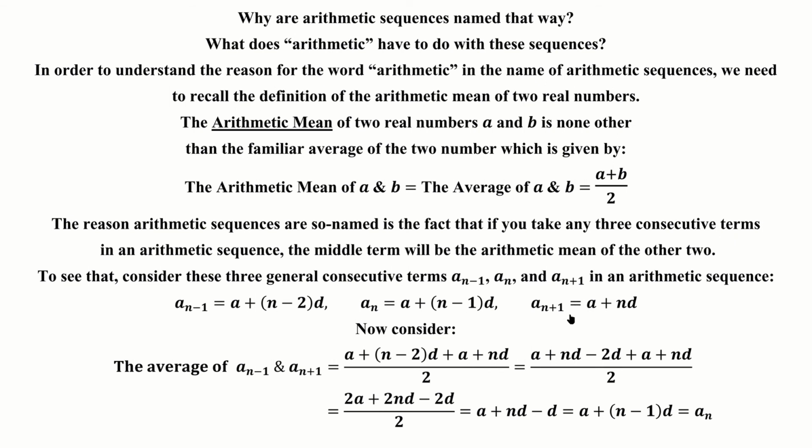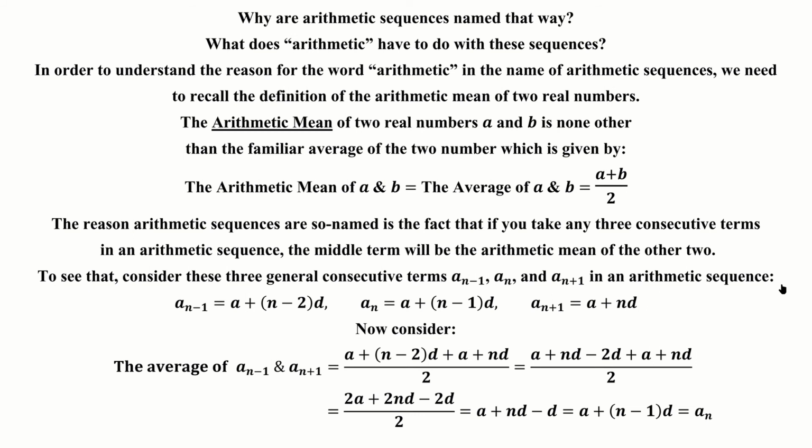The other two. And that is the proof of why the claim we made up here holds: if you take any three consecutive terms in an arithmetic sequence, the middle one is going to be the arithmetic mean of the other two, and that is why these sequences are called arithmetic sequences.